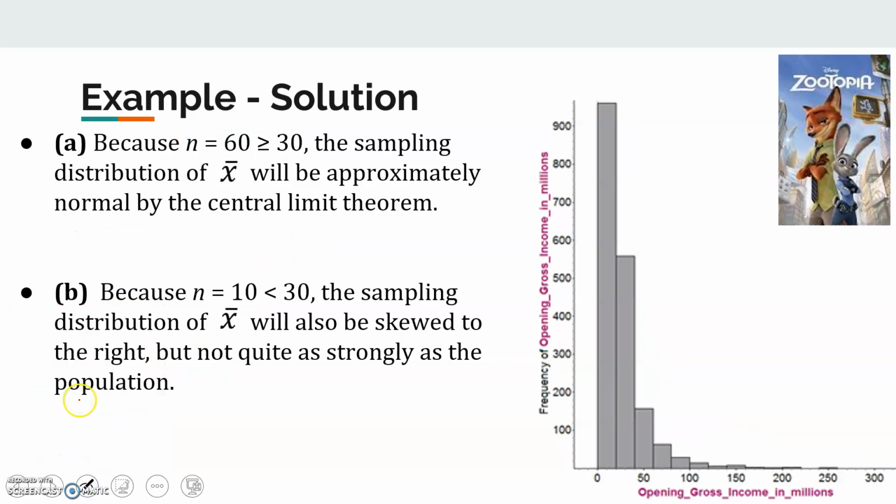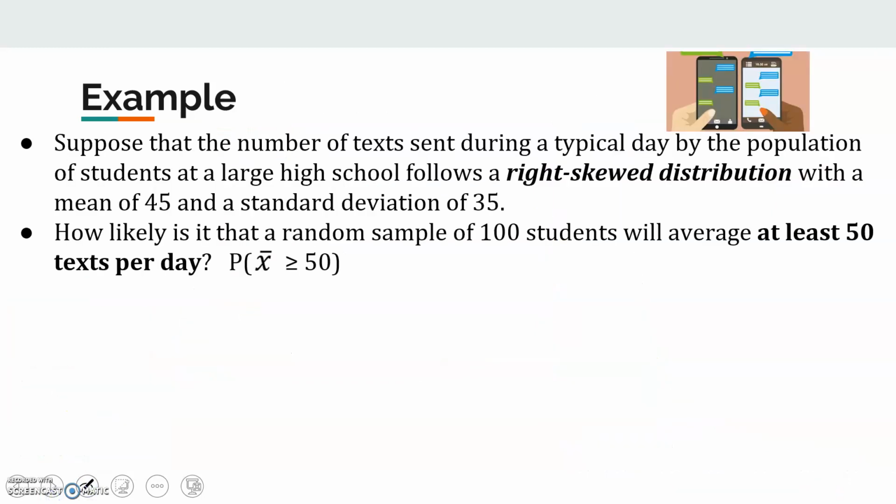All right, we're going to move on here. So now let's get into some probabilities. So now we're going to bring back some of those z-scores and normal CDF and all that good stuff that we talked about. So here's a question that we're going to try out together. Suppose that the number of texts sent during a typical day by the population of students at a large high school follows a right-skewed distribution with a mean of 45 and a standard deviation of 35.